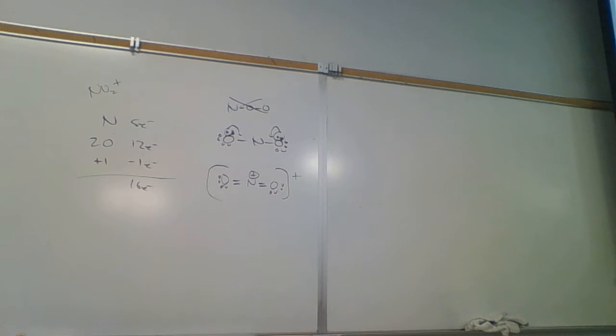So NO2 plus ion is not nitrite. NO2 minus is nitrite. NO2 plus is called nitronium. That's 2 double bonds. You can see like that. Nitronium ion.